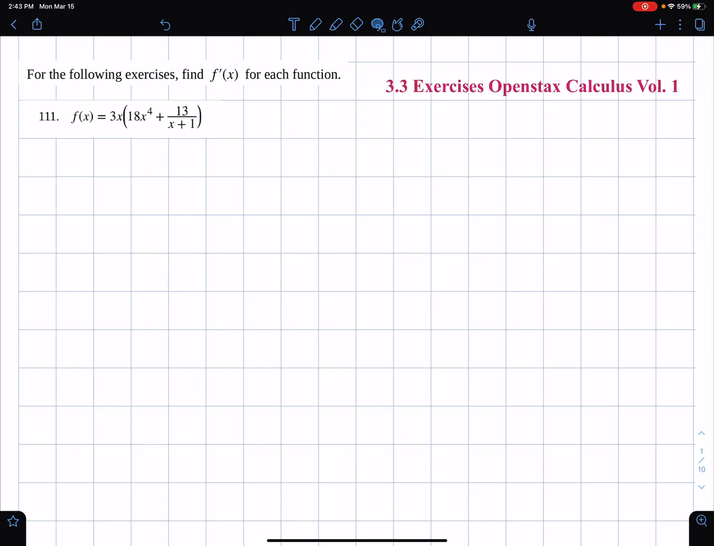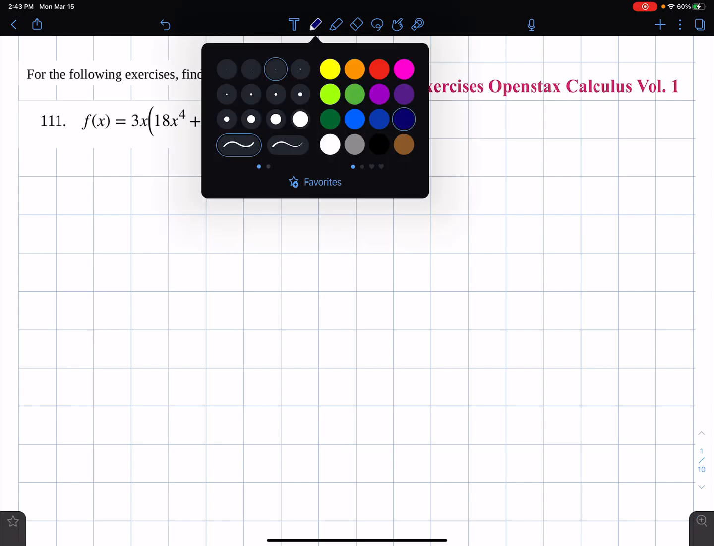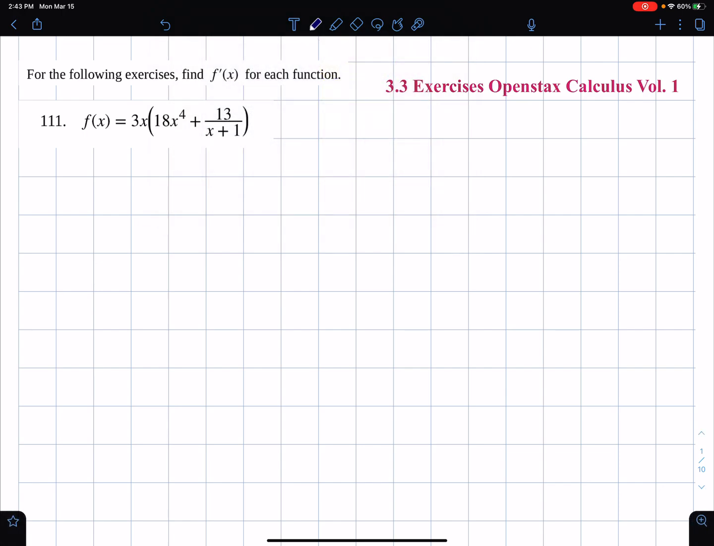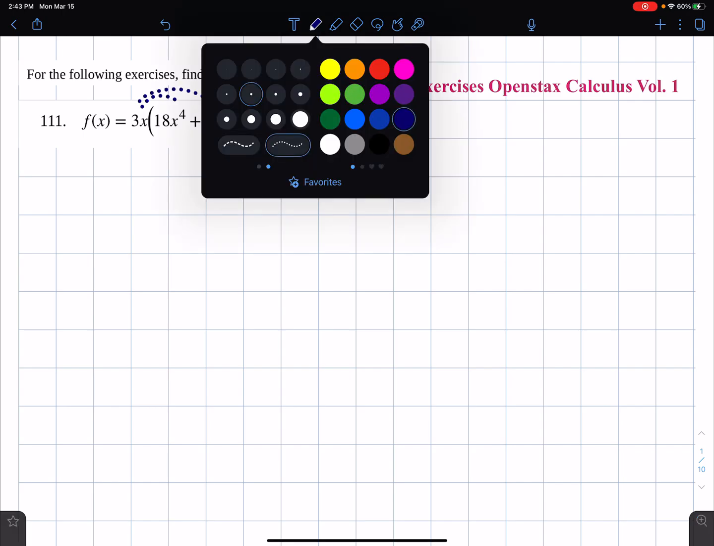All right, we're going to do this problem from section 3.3 from OpenStax Calculus Volume 1. We're trying to find the derivative of the function. So f of x is given as shown here. And what I'm going to do is multiply through. I think that's better. I'm going to do that.